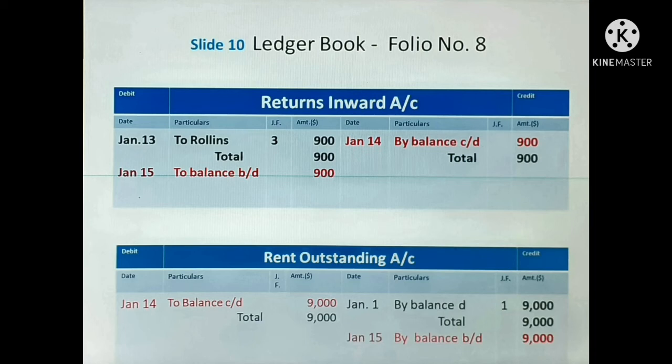Rent outstanding account shows the balance of rent due for 3 months at the time of inheritance, which was a liability at the beginning. So on January 1, by balance brought down 9,000. Nothing has happened during this period, so the same balance comes at the end. January 14, to balance carried down 9,000, and on credit side January 15, by balance brought down 9,000. It continues as a liability.